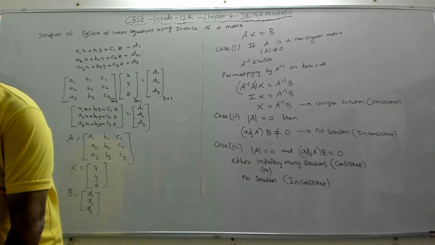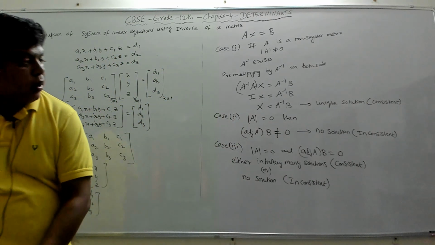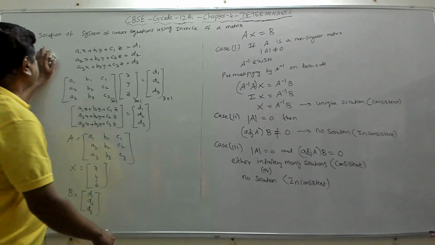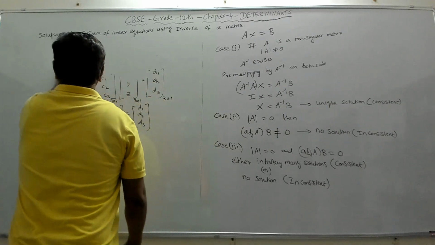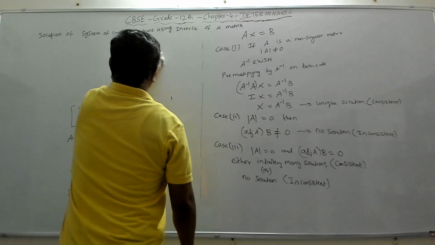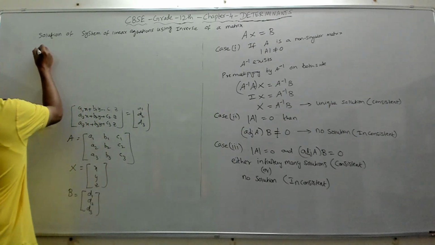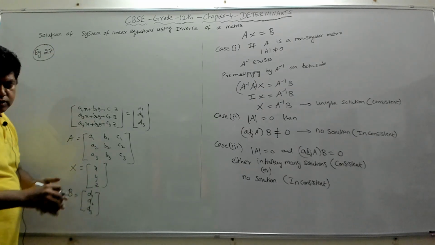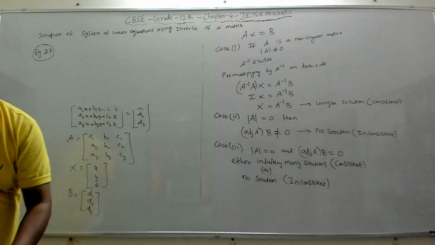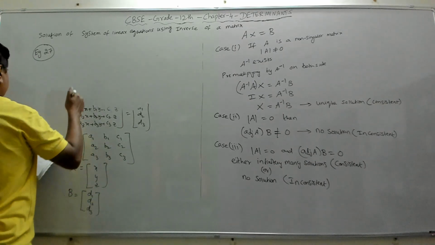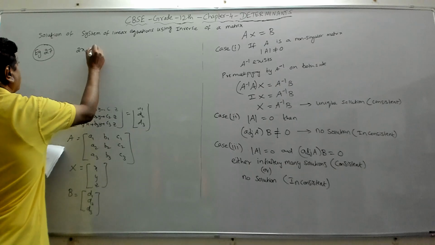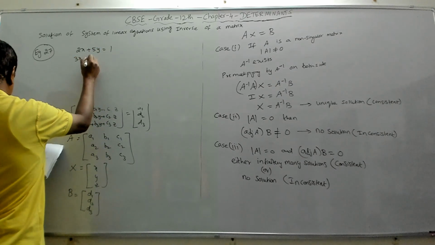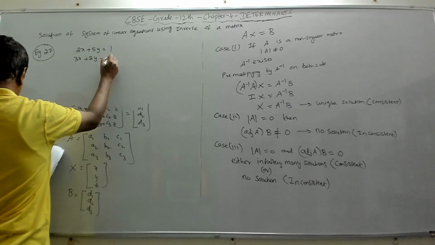You should know the condition for consistent and inconsistent. Fine. So now let's solve example 27. All of you can pause the video and take the notes. Example 27: we have to solve the equations 2x plus 5y equal to 1, and 3x plus 2y equal to 7.